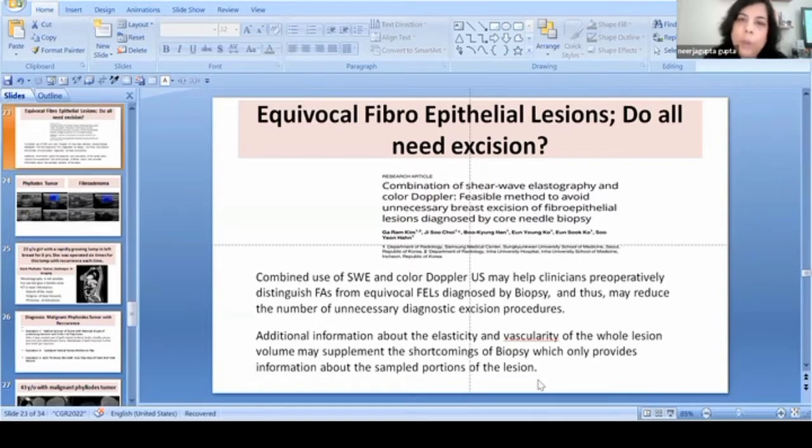Because the biopsies are sampling only a very, very tiny part of the tumor, and therefore there is a sampling error. Whereas when you see the stiffness, that is what the elastography measures, you are seeing it in the entire lesion, and the color Doppler is also giving us a holistic view of the vascularity of the whole lesion. So this could supplement the shortcomings of biopsy. So they had good results.